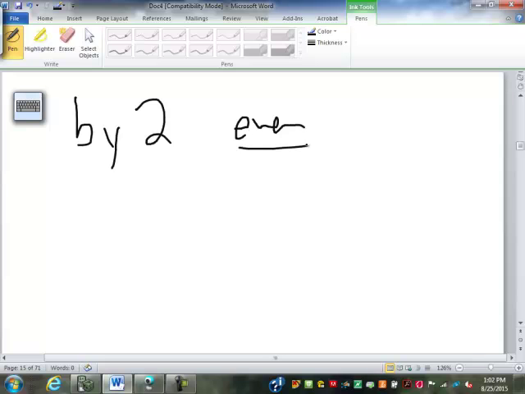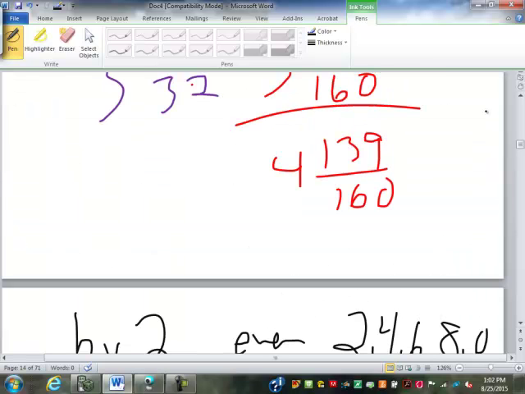It's an even number. What does it mean to be an even number? It ends with 2, 4, 6, 8, or 0. So here the 160 can be divided by 2, but the 139 can't. It's not even.